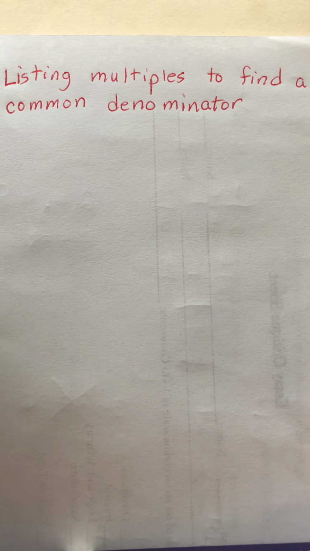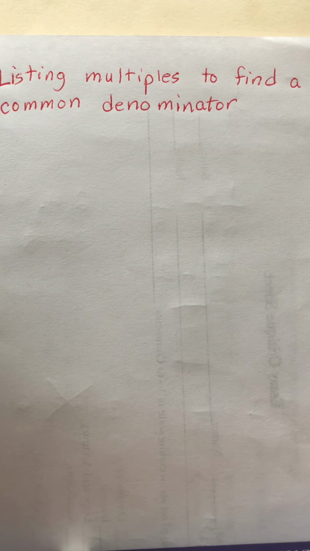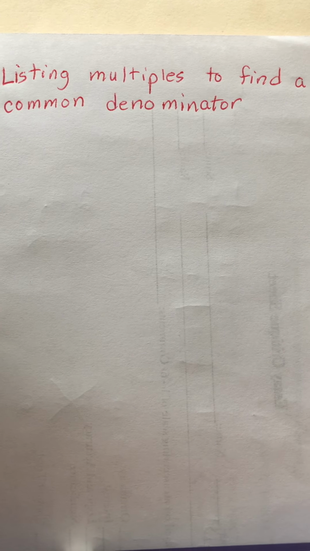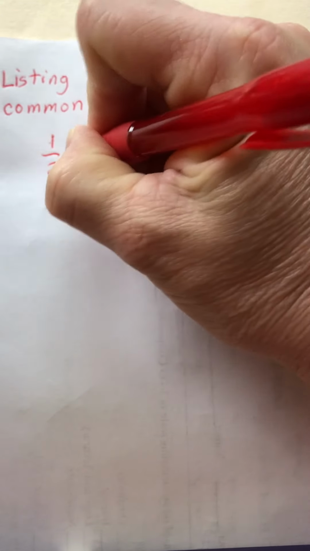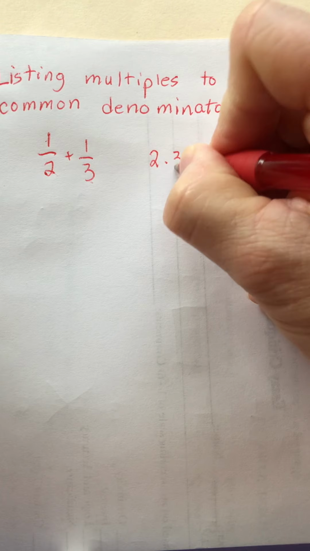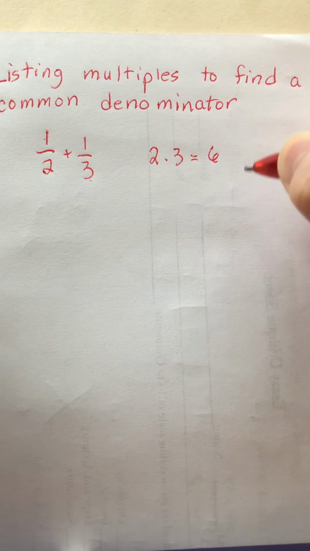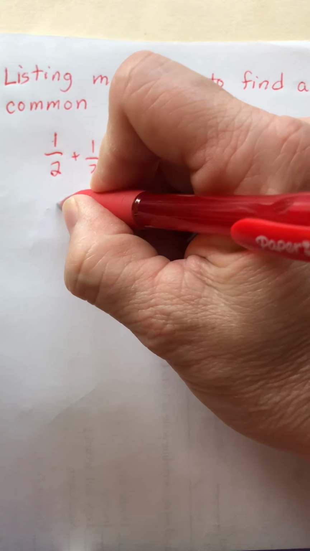Okay, we're going to find another way to find a common denominator. One way of finding the least common multiple is to list the multiples. Now, we've done problems like this. 1/2 plus 1/3, and we know to multiply 2 times 3, and we get 6, and we'll use 6 as our common denominator.